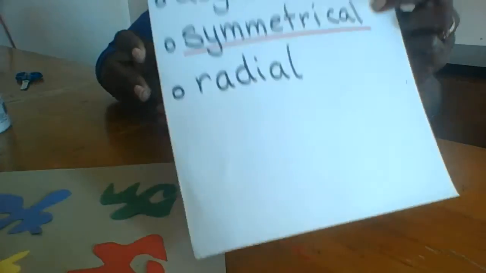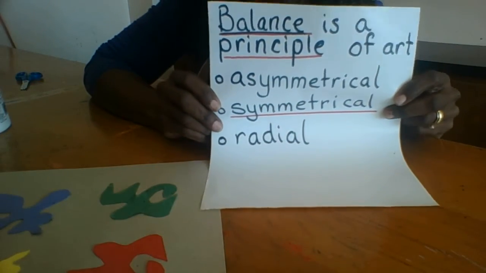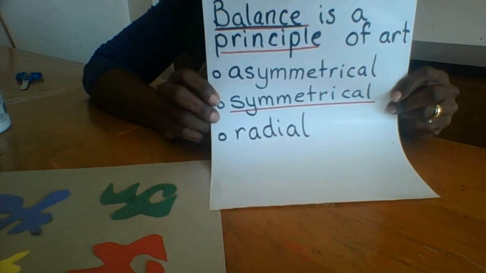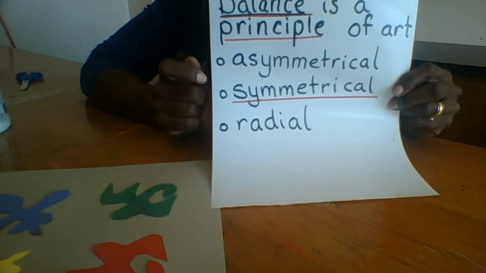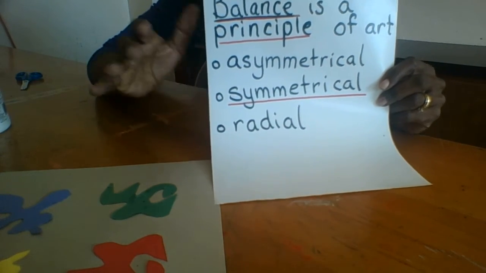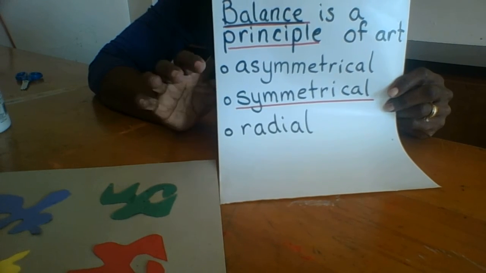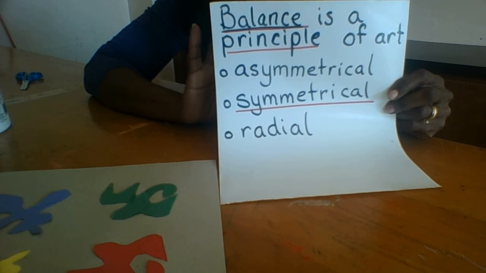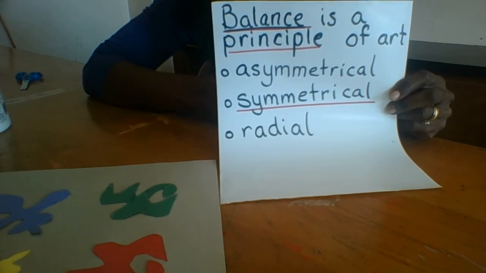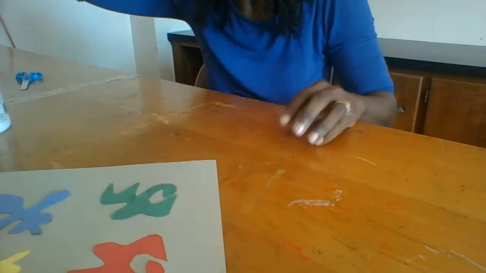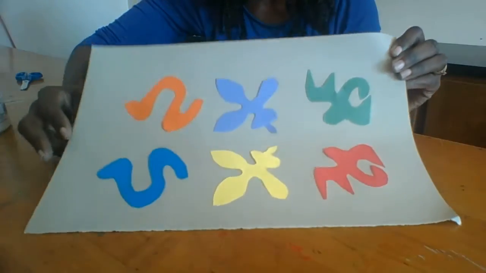You can go ahead and try to do some other pictures that create symmetrical balance. Symmetrical balance is like a mirror image. It's the same on both sides. So you can do some work with symmetrical balance and then you can hand that in to me. And that's all for today.